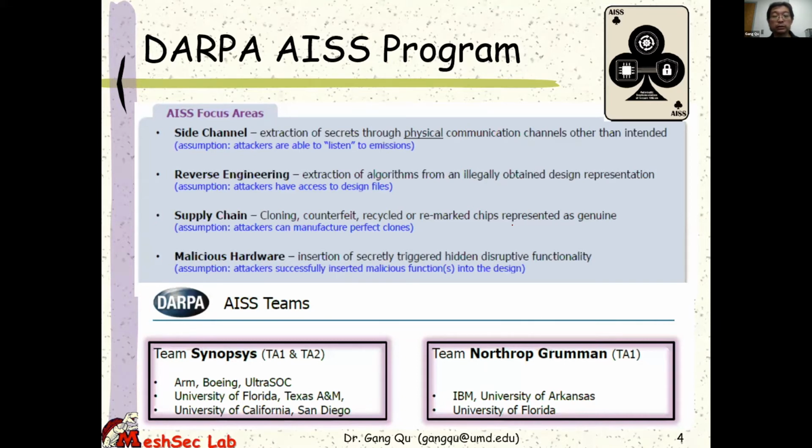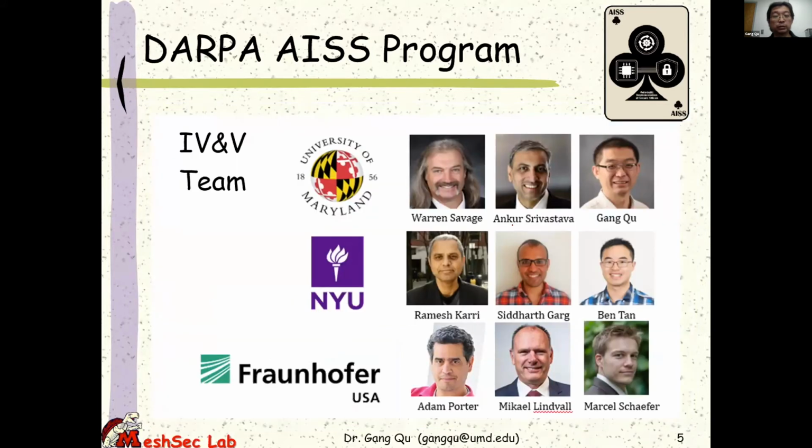Then what is the role of our team here at the University of Maryland? We were approached by DARPA earlier this year, and they formed this team called the IV&V team. The key purpose for us is to do the assessment. Our team mainly consists of researchers from Maryland and NYU, New York University. Fraunhofer is a German-owned research institution located in College Park, in the University of Maryland. These people are either our faculty members or affiliated with us.